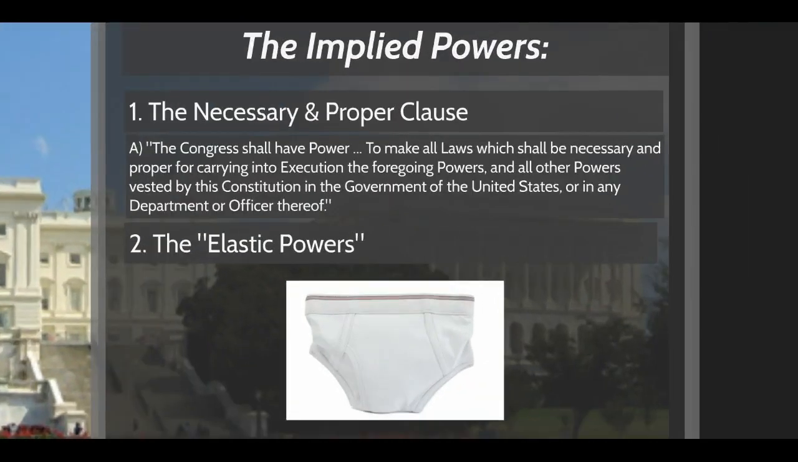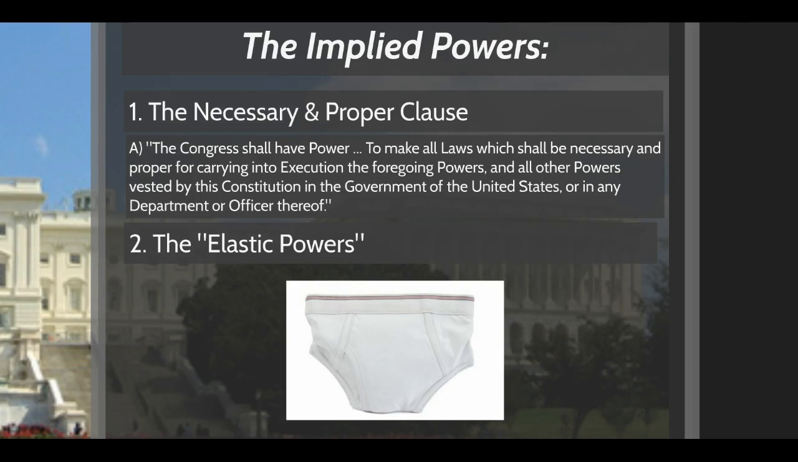So let's look at the implied powers, because this is, the express, they're easy. As many of you have already worked on and understood, express powers, they're pretty cut and dry. The implied powers, though, they leave a lot of room for maneuvering.